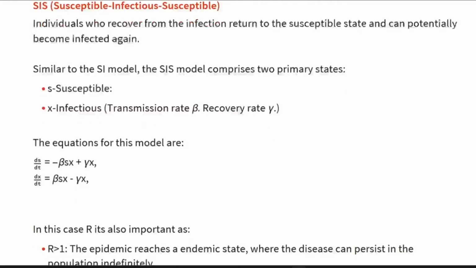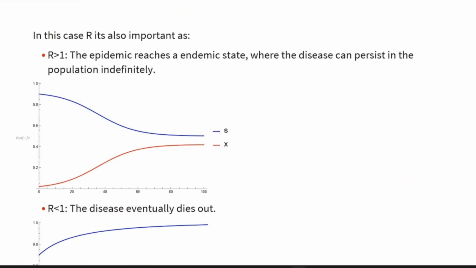In this case, R0 is also important, as when R0 is greater than 1, the epidemic reaches a steady state. In this state, the rate of new infections is balanced by the rate of recovery, leading to a constant fraction of the population being infected.